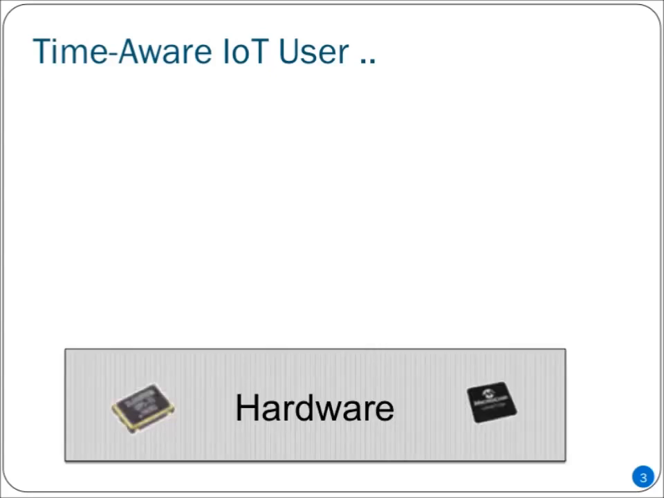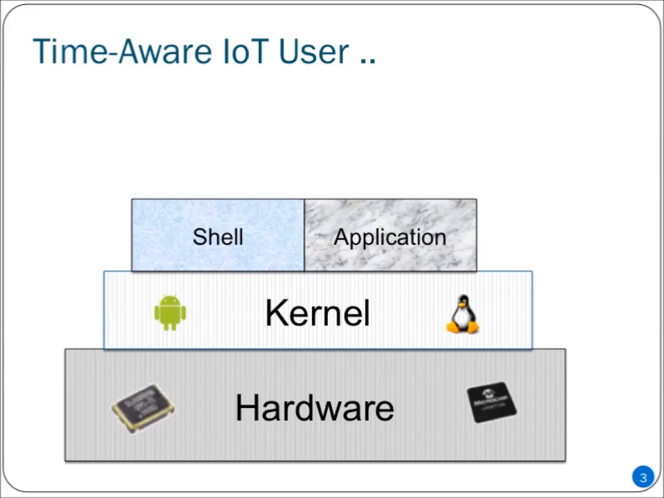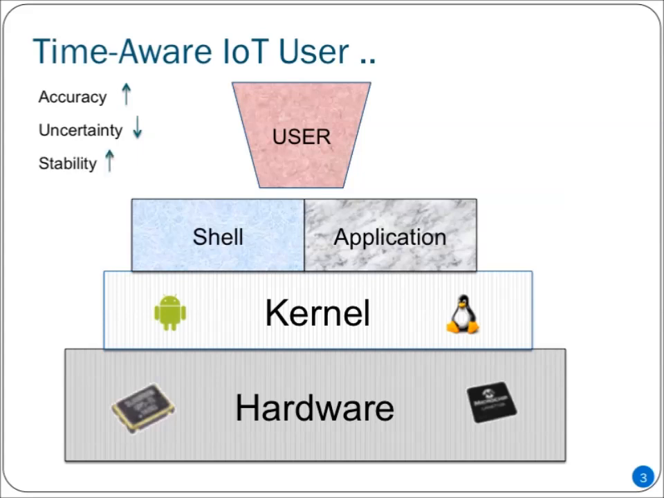What I mean by time-aware IoT user, as Fatima presented, is that we have this hardware which has a lot of time stamping registers, all this stuff. We have the kernel, we have the shell and the application, and we have all the way up the user. And now we would like to know what the user can monitor all the way up. He will see different accuracy, uncertainty, and stability as he is further away from the hardware.